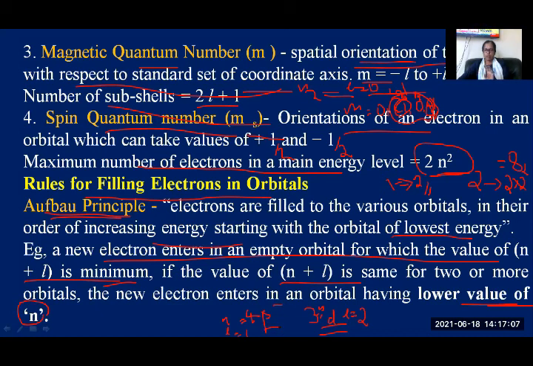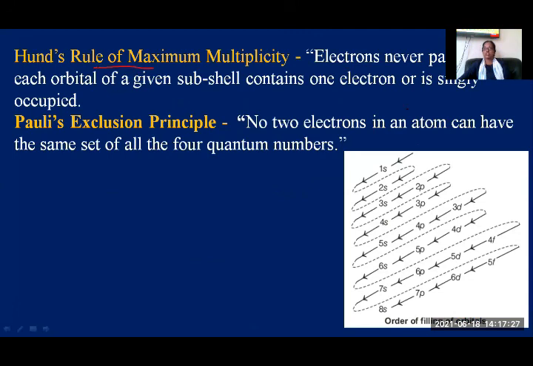Clear? So in general, the orbital which has the lowest n plus l value will be filled first. And if two orbitals have the same n plus l value, then the orbital with the lower value of n will be filled first. Clear? Okay, and then Hund's rule of maximum multiplicity. Electrons never pair up until each orbital of a given subshell contains one electron each. For example, in the second shell, if an electron is entering the p orbital, for example oxygen, 2s2 will be filled first, and then the remaining electrons should enter the p orbital. So there are 3 p orbitals and 4 electrons need to be filled.